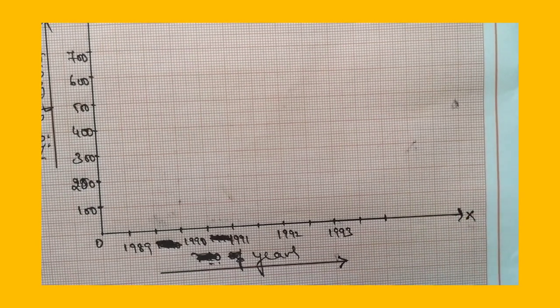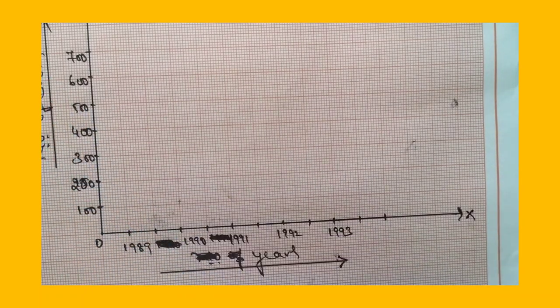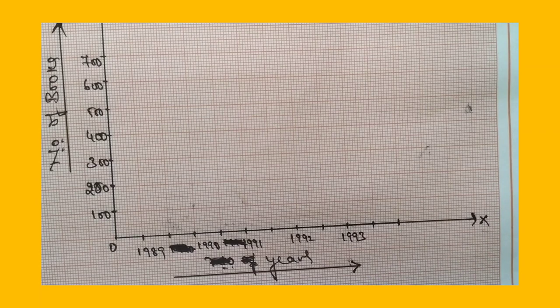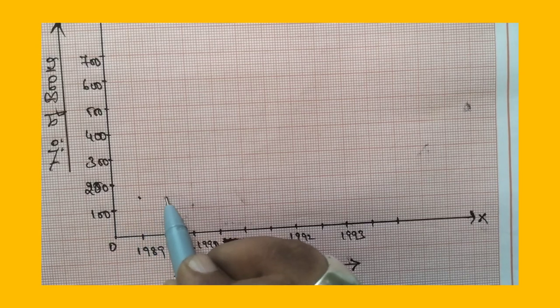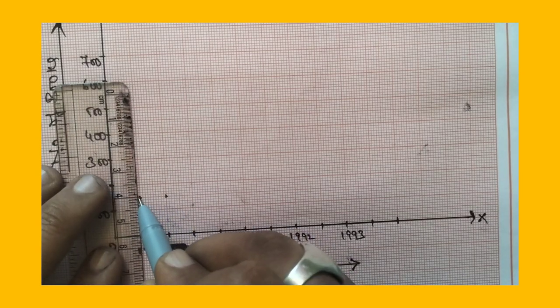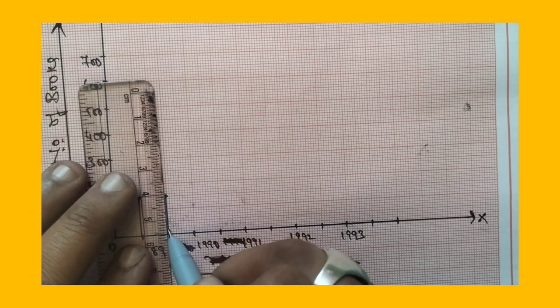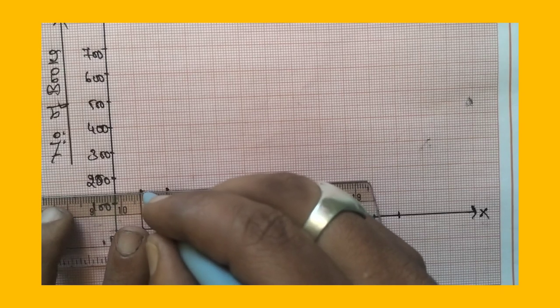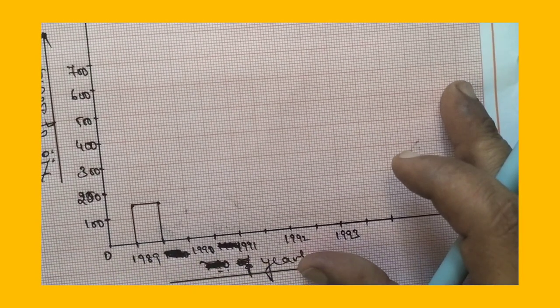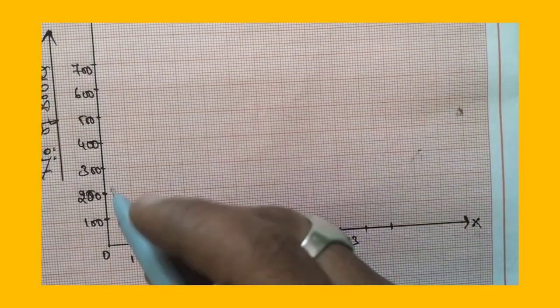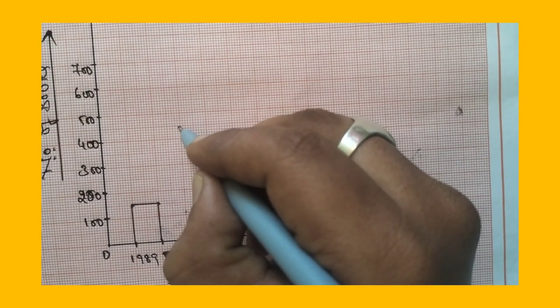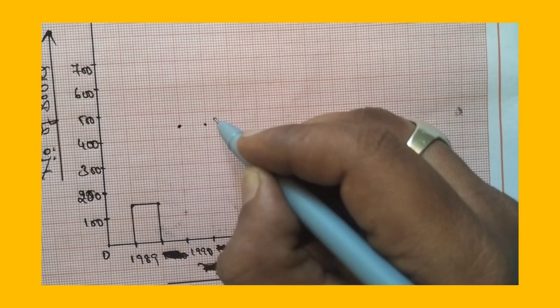In the x axis years and in the y axis number of books. In 1989 there are 150 books. 150 lies between 100 and 200, so I'll mark it. In 1989 the number of books is 150. Next, in 1990 there are 450 books. 450 lies between 400 and 500.